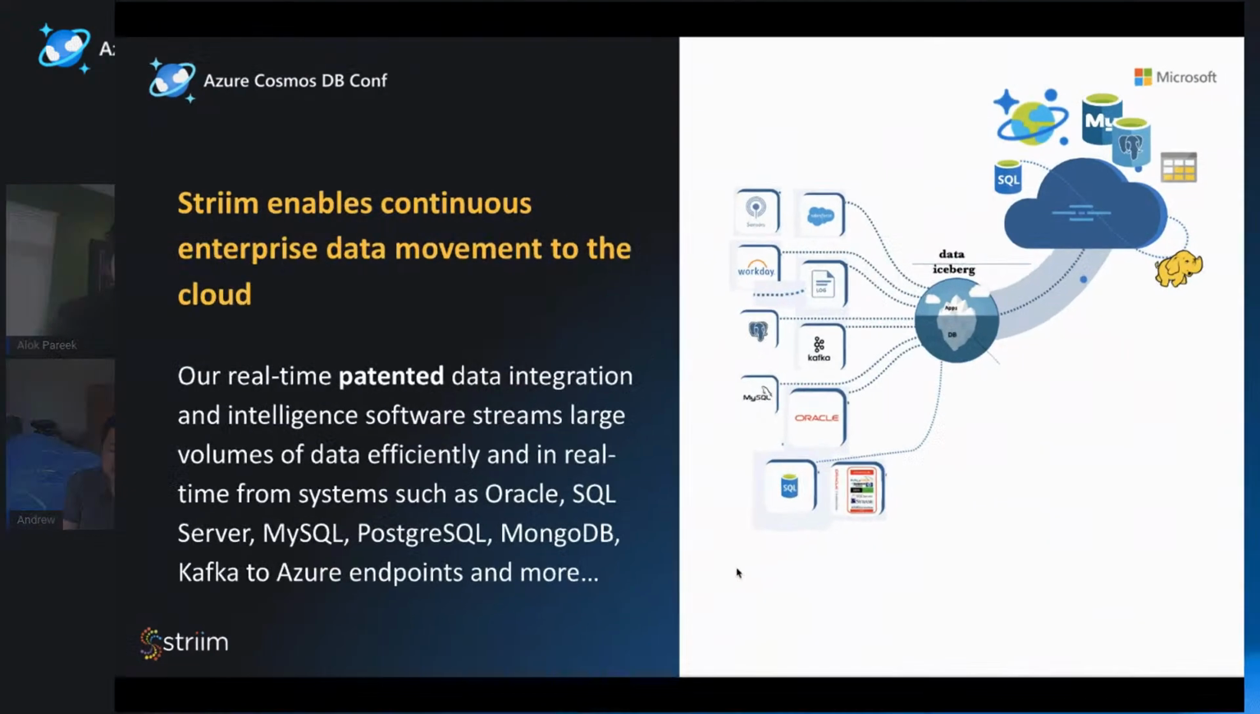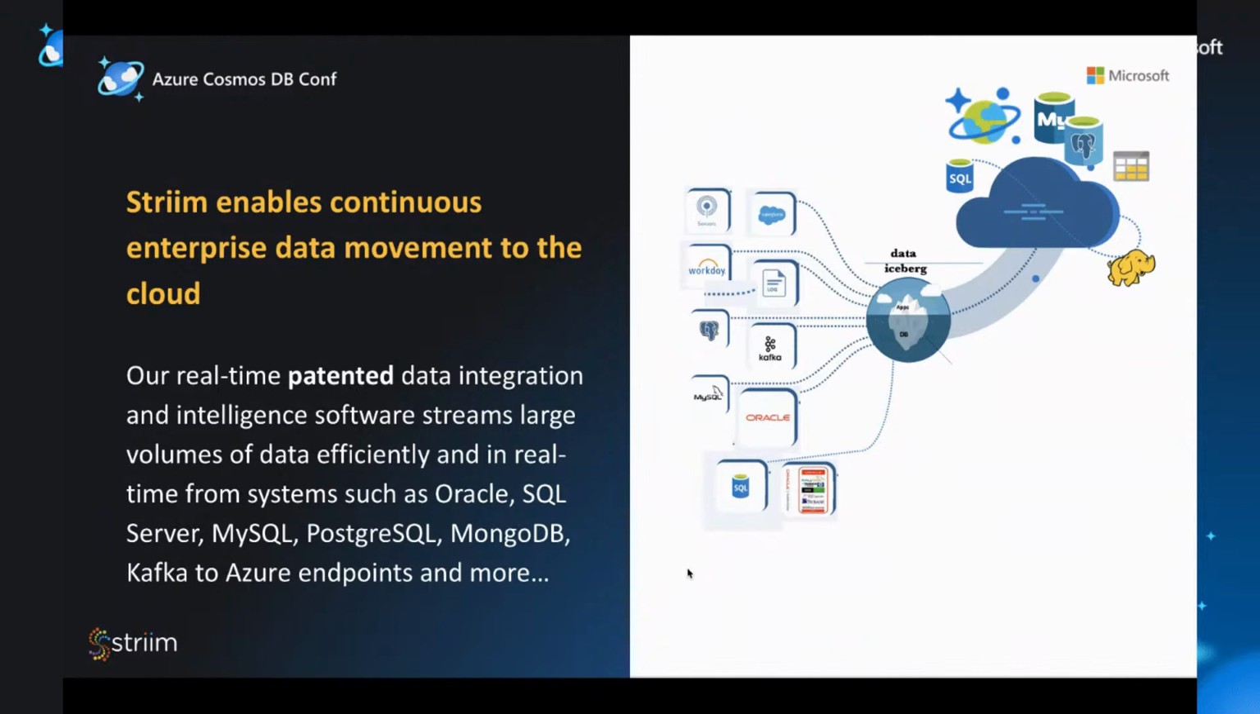So first about Stream. Stream as a partner, we've been working with Cosmos DB for several years. We enable continuous enterprise data movement to the cloud. And the core idea is that you might have a number of different applications running against different types of database systems, NoSQL systems. Many of them could be running on-premise. They could be running in other clouds. And oftentimes, to take advantage of the very low latency access in a distributed fashion for the Cosmos DB workloads, you want to move the data into Cosmos DB. So what we do is we facilitate that.